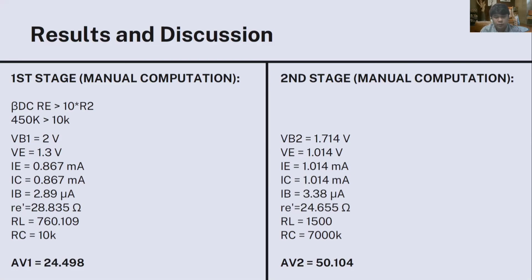For VB2, we computed a value of 1.714 volts. And for VE, it has a value of 1.014 volts. For IE and IC, they have the same value of 1.014 milliamps. For IB, a value of 3.38 milliamps, and for RE prime, a value of 24.655 ohms. Now for the voltage gain, we computed a value of 50.104 for the second stage.